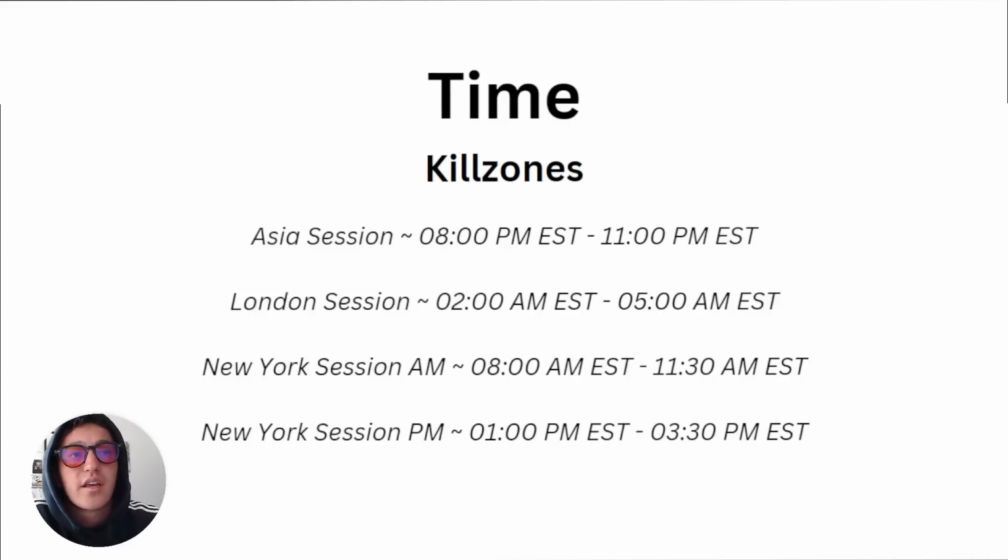Asia session is 8 p.m. Eastern Standard Time to 11 p.m. Eastern Standard Time. London is 2 a.m. to 5 a.m. Eastern Standard Time. And then there's two parts of the New York session, which is the AM, where I'm executing between 8 a.m. EST to 11:30 a.m. EST, which is also a part of the London close. And then New York PM, which is where you'll primarily be trading just indices like the S&P 500 and the NASDAQ. That is 1 p.m. EST to 3:30 p.m. Eastern Standard Time.